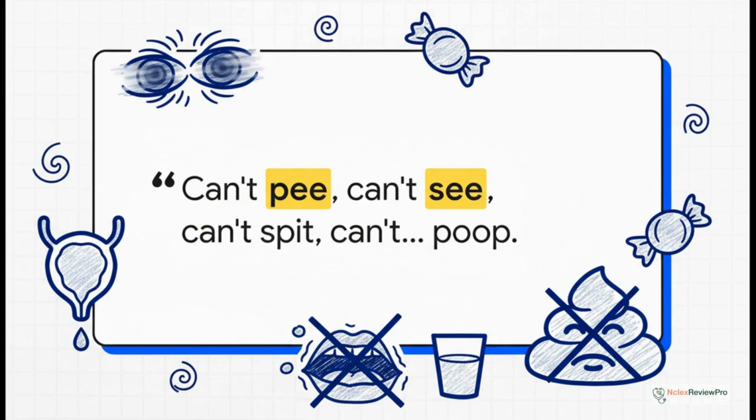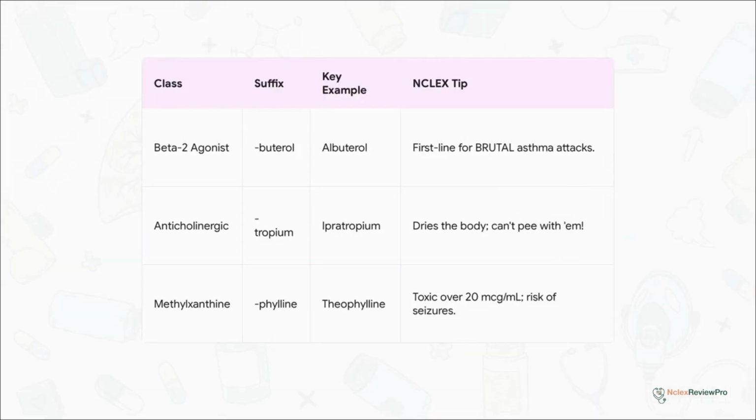To drink more fluids and maybe suck on some hard candies to help with that dry mouth. Okay, stop right here. This is a perfect summary slide for Team BAM. Seriously, grab a screenshot. You've got your beta-2 agonists ending in -buterol for those brutal asthma attacks, your anticholinergics ending in -tropium, the ones that dry you out, but the one you really, really have to watch out for is theophylline. Look at that tip.